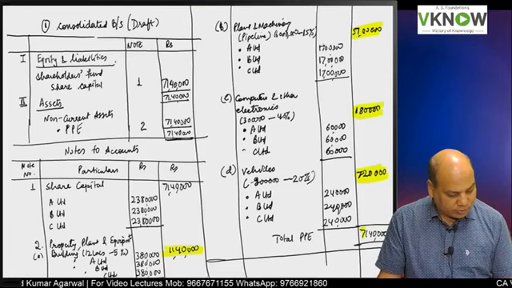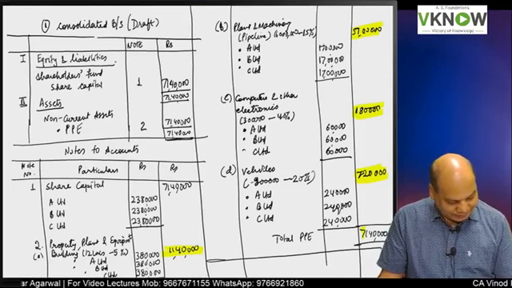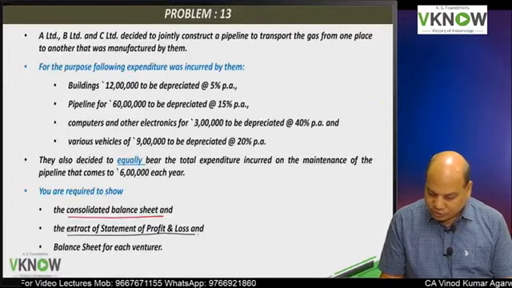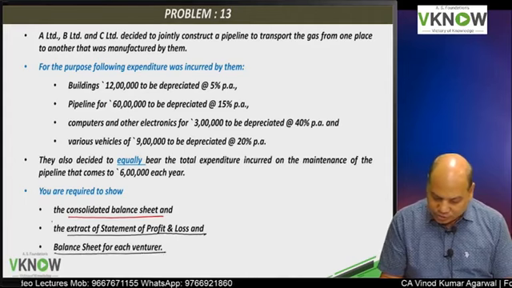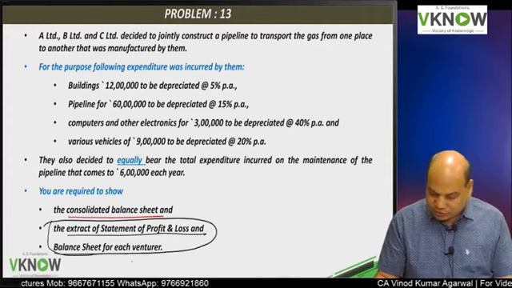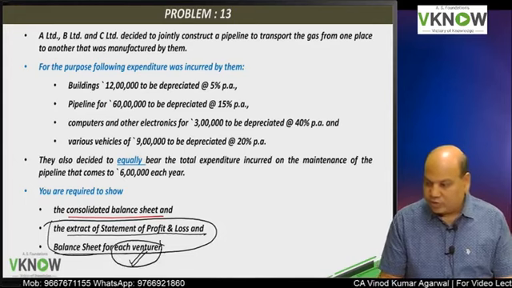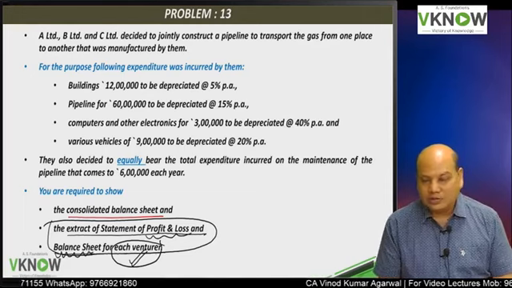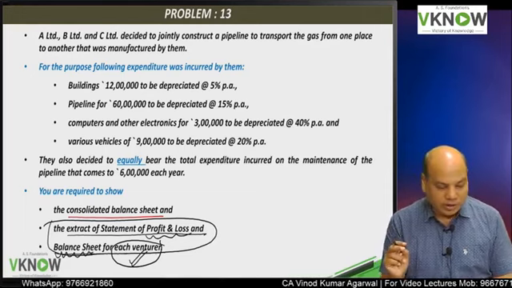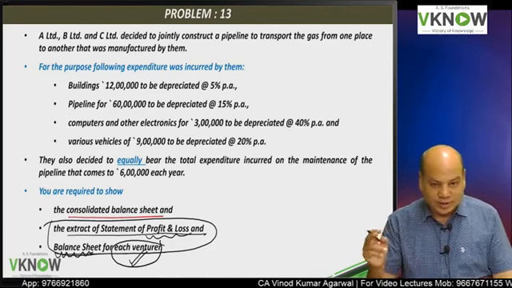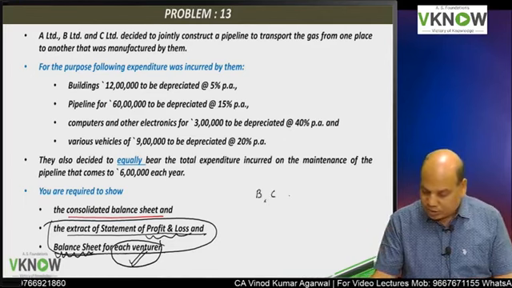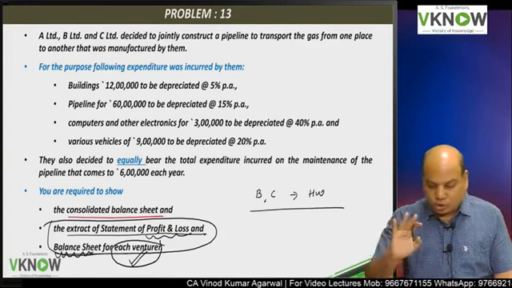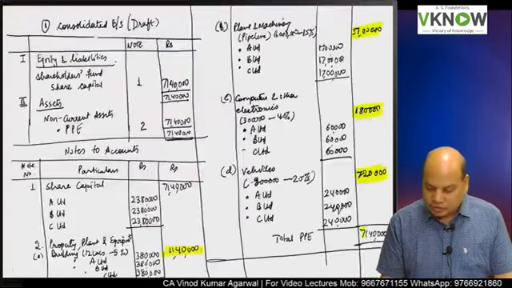The second part of the question is the extract of the statement of P&L account and balance sheet for each venturer. For each venturer you have to prepare their P&L account extract and their balance sheet extract. I am going to do it for A Limited and you are going to do B and C as homework, because you just have to copy paste the same thing, as all figures are also the same for each venturer.